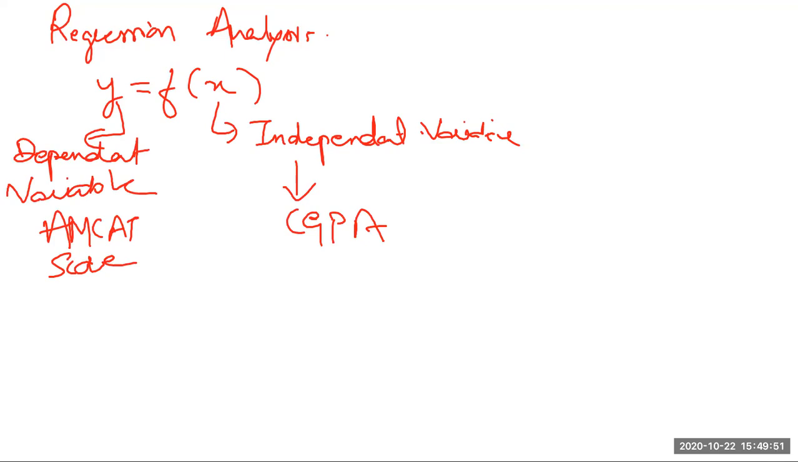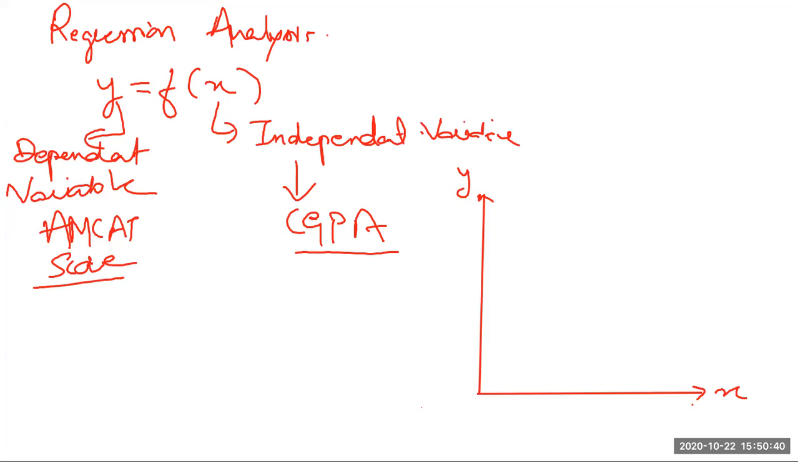When we have only one independent variable and one dependent variable, we generally plot the dependent variable on the y-axis and the independent variable on the x-axis. You will have a data set of what these students have scored in CGPA and what their AMCAT scores are, and you can plot a scatter plot and you may find different points.